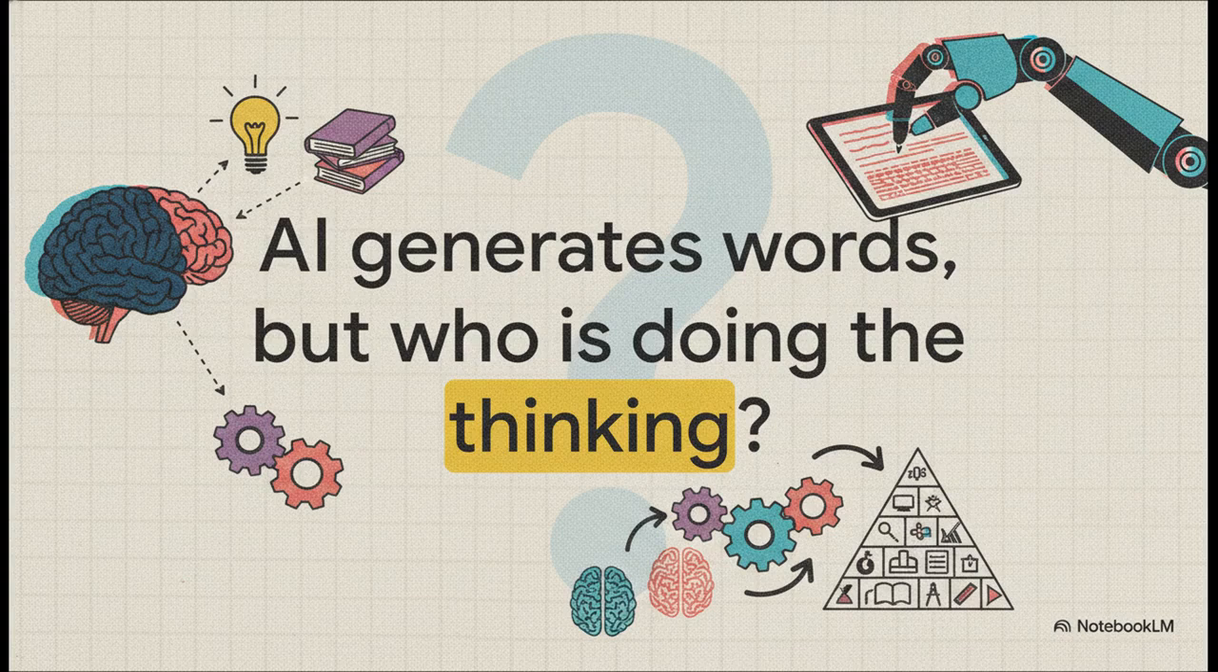As we wrap up this explainer, I really want to leave you with a provocative final thought. AI can generate the words, but who is doing the thinking? Look, AI is not perfect. It can and it will make mistakes, and it absolutely repeats common misconceptions. It is an unbelievable tool for brainstorming, for summarizing, and for breaking down really complex theories.